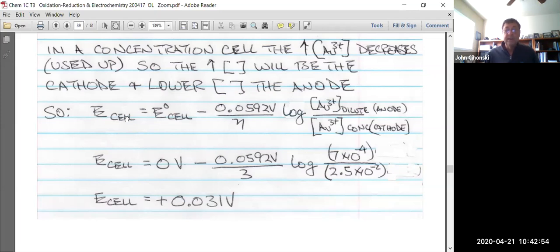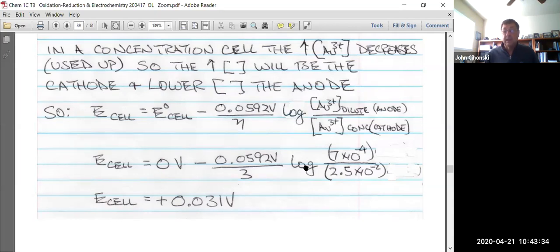So we want to know E cell under non-standard conditions. And temperature is going to be room temperature, so this equation works. The E cell under standard conditions is going to be 0, right? Because both concentrations are 1 molar under that situation. Then, how many electrons are exchanged? 3, obviously. It's going from +3 to 0 valent and vice versa for the other electrode.